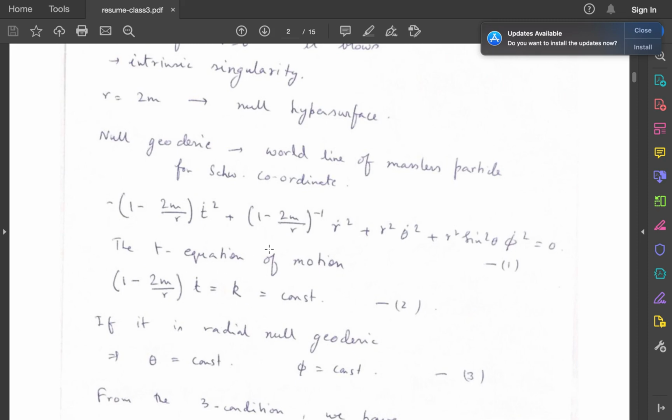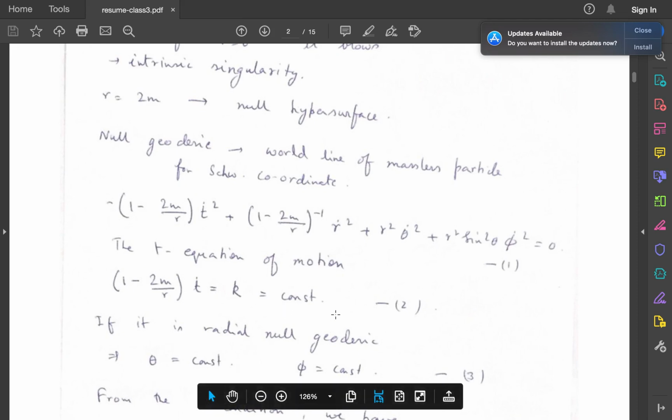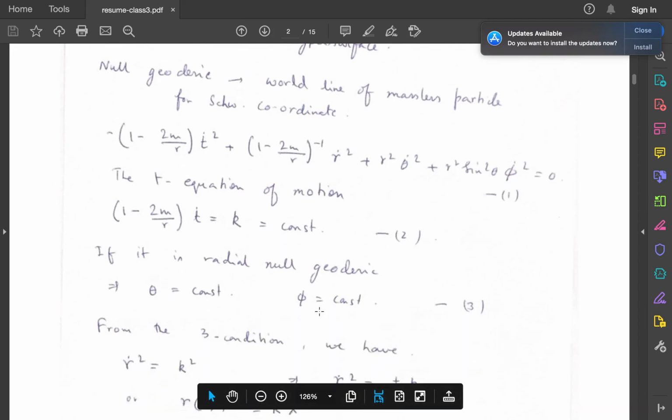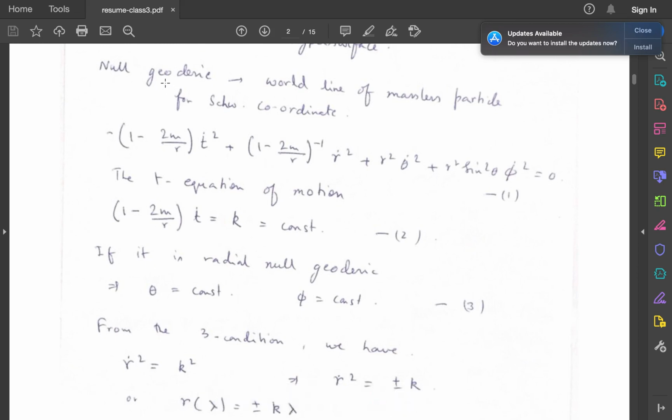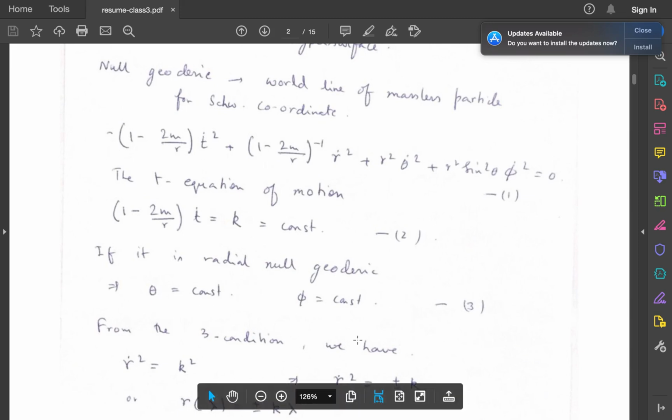Also the t equation of motion, which you can find from this, knowing the Lagrangian of this Schwarzschild metric, gives 1 minus 2m by r times t dot equal to constant. Okay, and if the null geodesic is a radial null geodesic, that is, radial, for some fixed theta equal to constant and phi equal to constant.